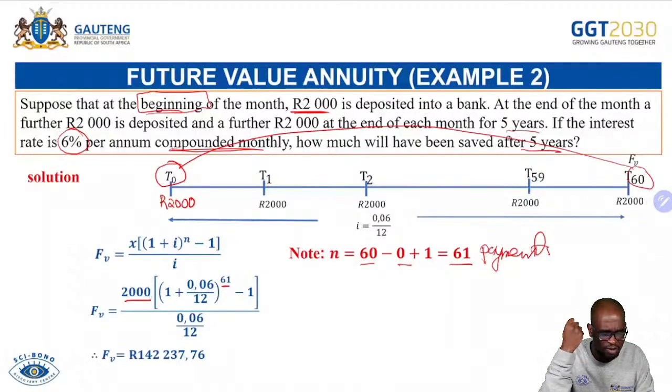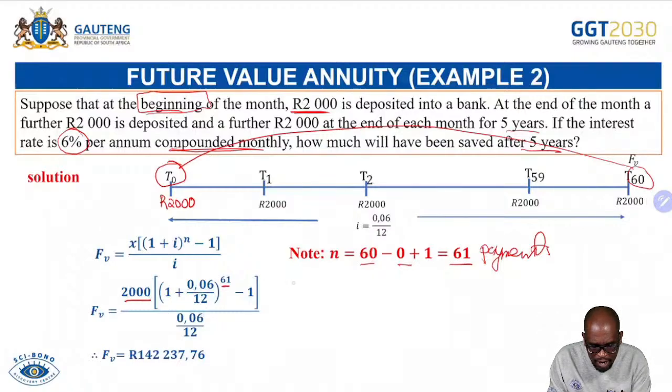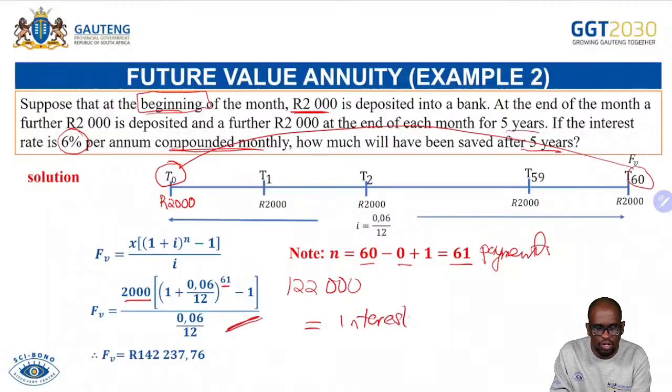So you can see that if you are investing 2,000 for just 5 years, that is the power of investment: you get out 100 and something thousand. Sometimes they can ask you to calculate the interest. How are you going to do that? You check the 2,000 that you are paying, and how many payments, 61. So you would have paid 122,000, but you are getting 142,000. The difference between the two, subtracting, will give you the interest that you got out of this.